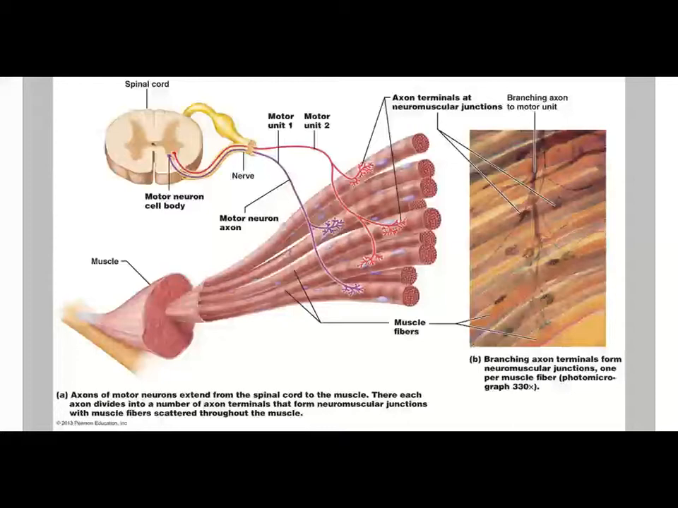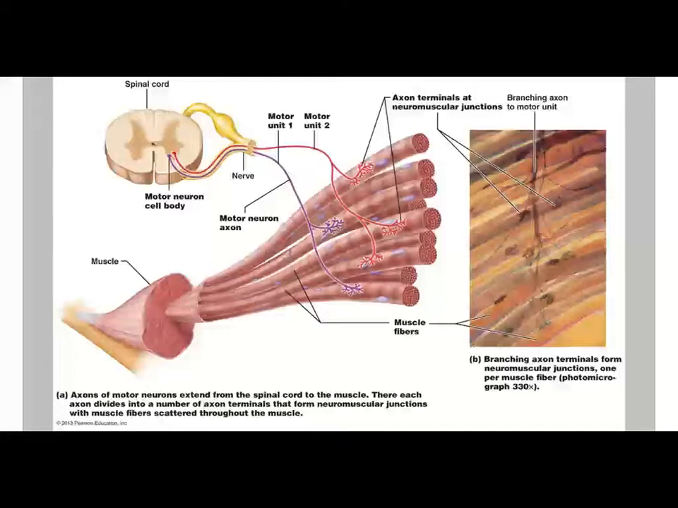If instead we send an action potential through the red neuron, through motor unit 2, then the 3 muscle cells that it innervates are going to contract, but none of the other muscle cells will. It's also possible to send action potentials through both motor unit 1 and motor unit 2, in which case all 5 of those muscle cells would contract.